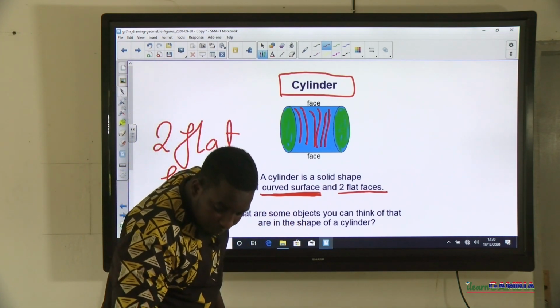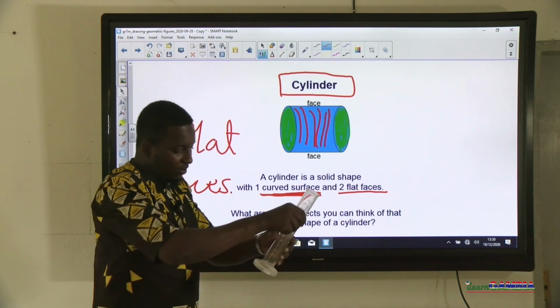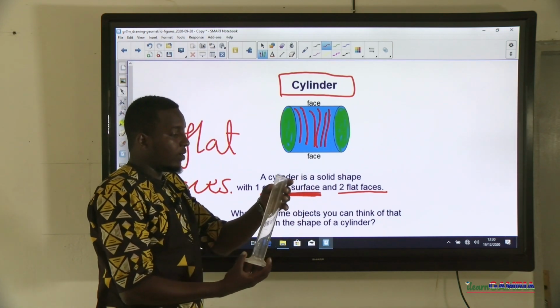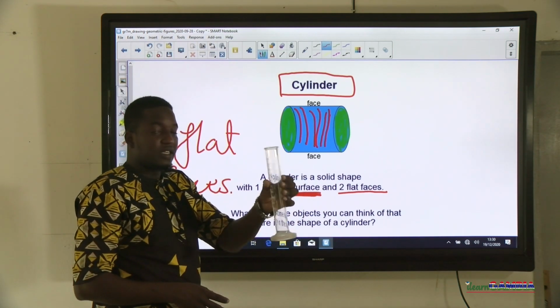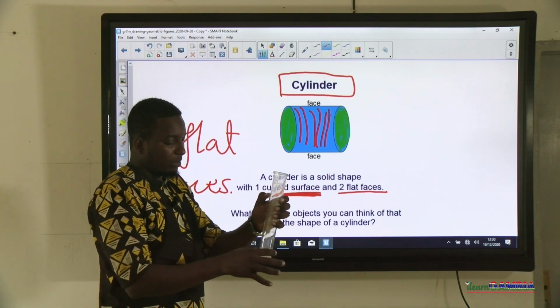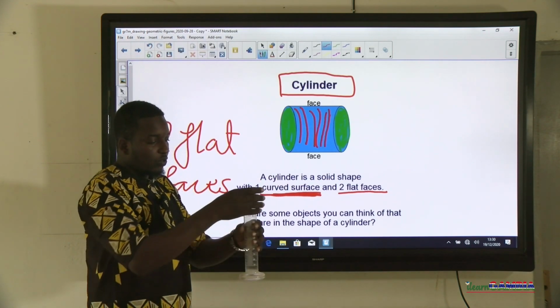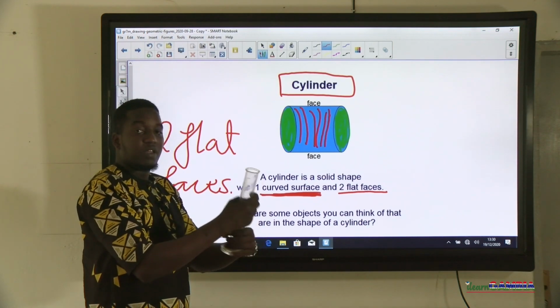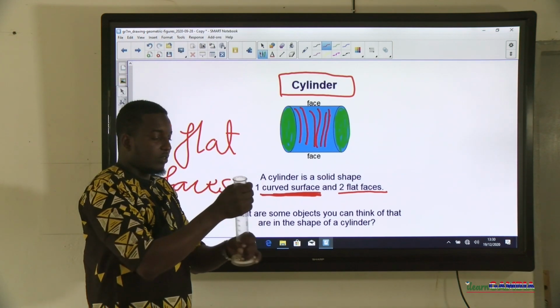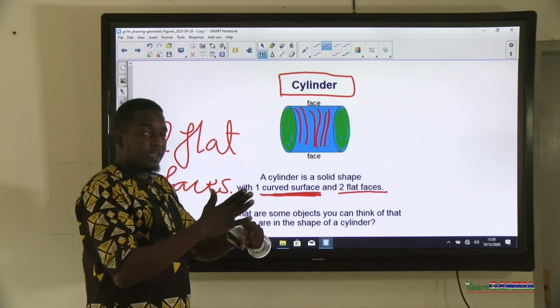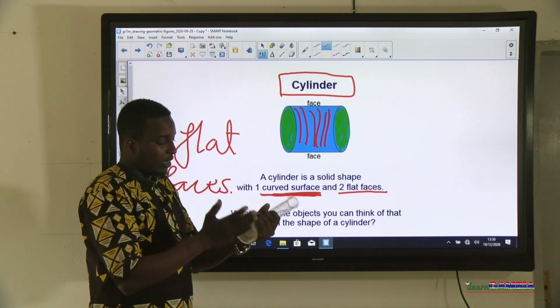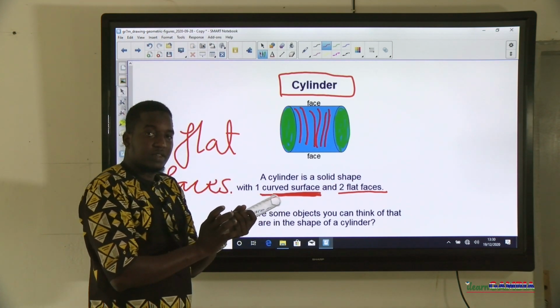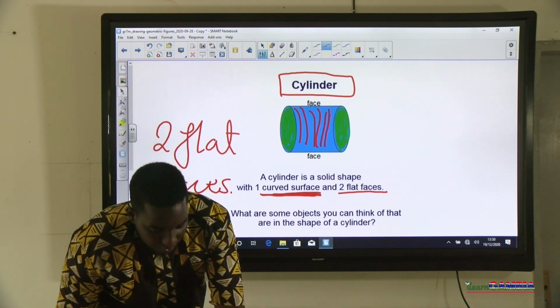Also, we have another piece of scientific equipment. This can also represent a cylinder. As you can see, you can use it to measure so many things. Also, you can see this is the curved surface. Here is a flat face, and here also is a flat face. So that is what we refer to as a cylinder.